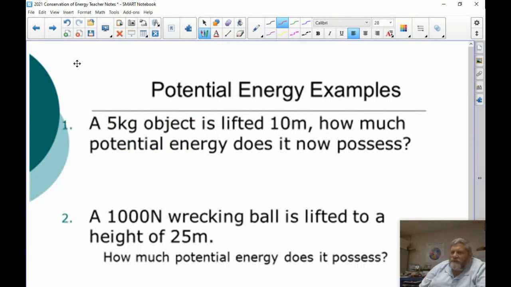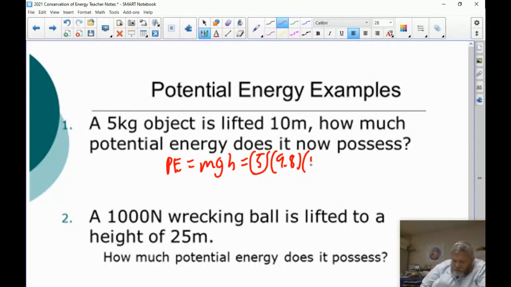All right, so let's do a couple of examples. A 5-kilogram object is lifted 10 meters. How much potential energy does it possess? Now, we know potential energy is mgh. That's going to be equal to 5 times 9.8 times 10. And so that's 50 times 9.8, giving me 490 joules of potential energy.